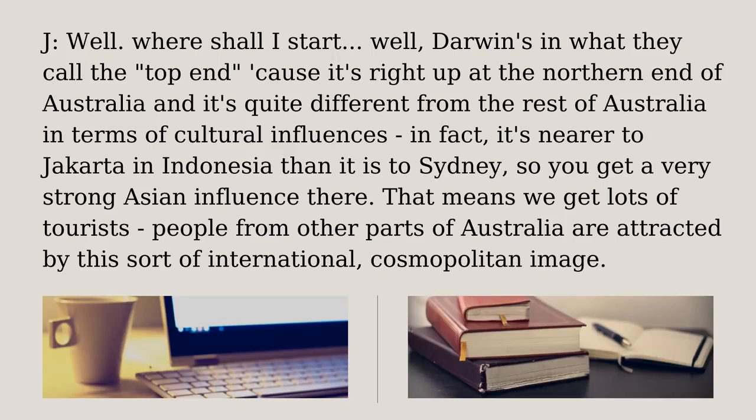Well, Darwin's in what they call the top end, because it's right up at the northern end of Australia, and it's quite different from the rest of Australia in terms of cultural influences. In fact, it's nearer to Jakarta in Indonesia than it is to Sydney, so you get a very strong Asian influence there. That means we get lots of tourists. People from other parts of Australia are attracted by this sort of international cosmopolitan image.